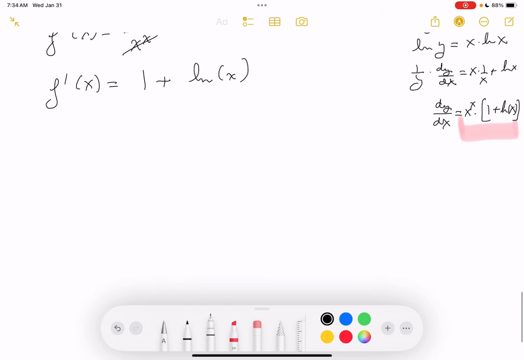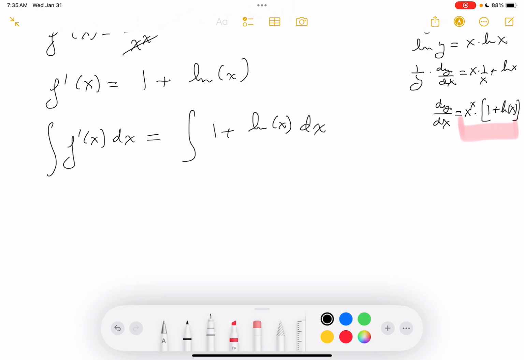All right, now, what am I trying to really do? Someone said, I forgot what you're trying to do. I'm really trying to find f because I need to evaluate f of numbers. So the way I'm going to do that is just integrate both sides. f prime with respect to x equals 1 plus the natural log of x dx.